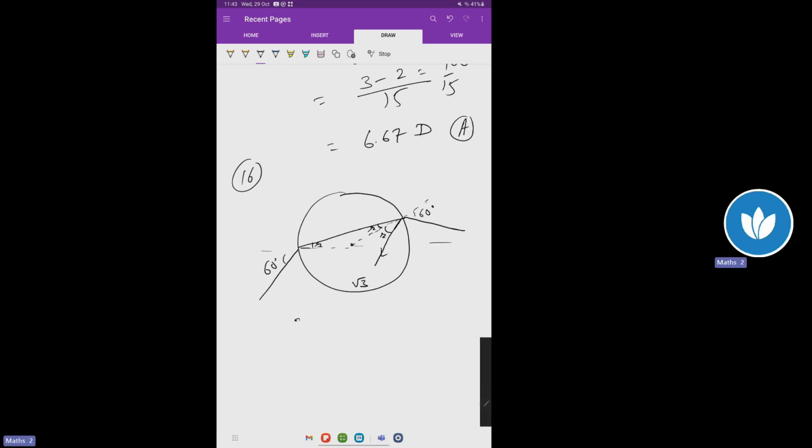So sine 60, that is root 3 by 2, is root 3 times sine r. So this is 30 degree. This is also 30 degree. This is 30 degree. This is 60 degree. So this angle is 90 degree. The angle between reflected and refracted ray at the farther surface is 90 degree. Option D.